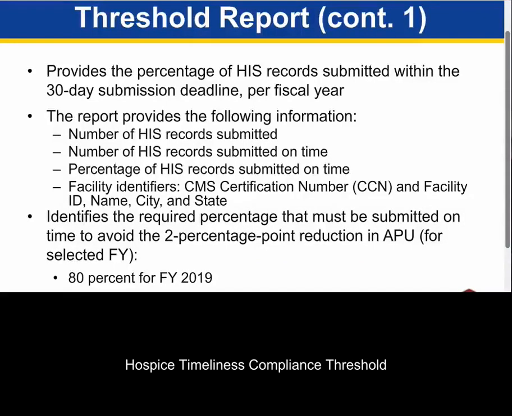The report identifies, for the selected fiscal year, the required percentage of records that must be submitted successfully on time to avoid the 2 percentage point reduction in the annual payment update, or APU. Additionally, this report summarizes the number and percentage of HIS records submitted within the 30-day submission deadline for APU determination.